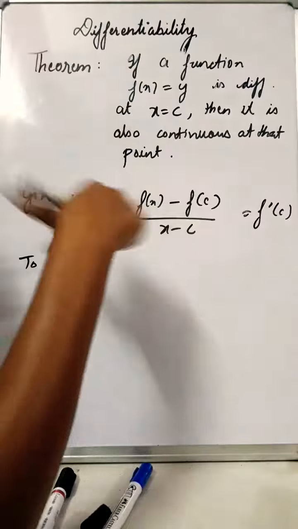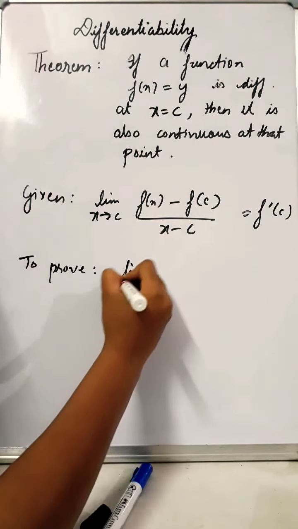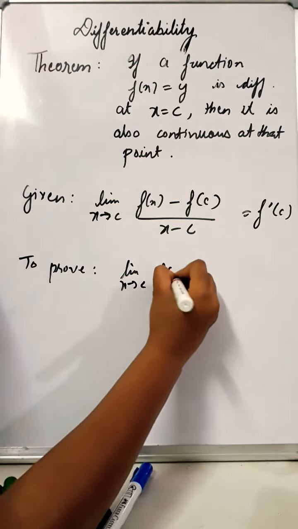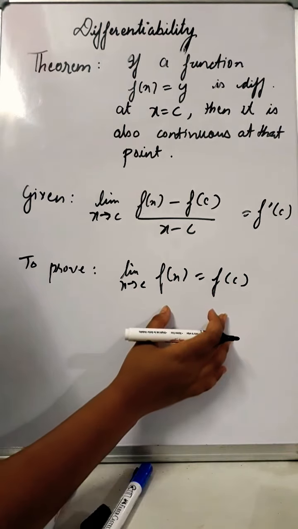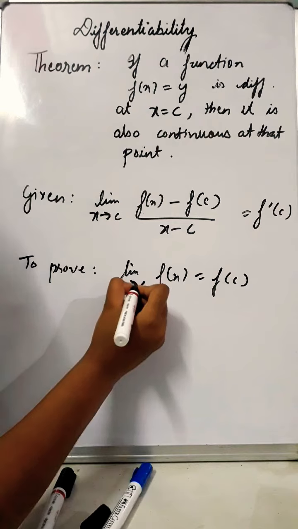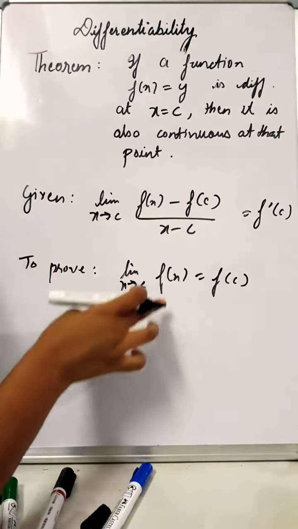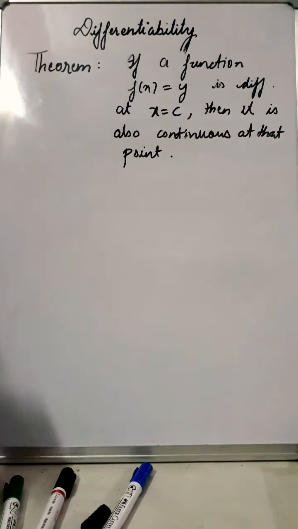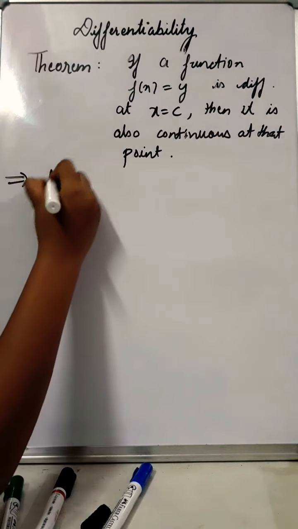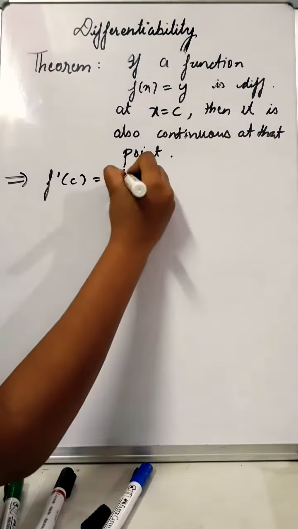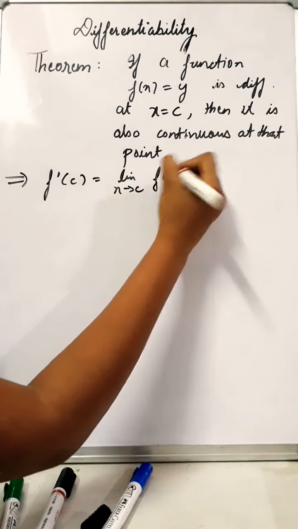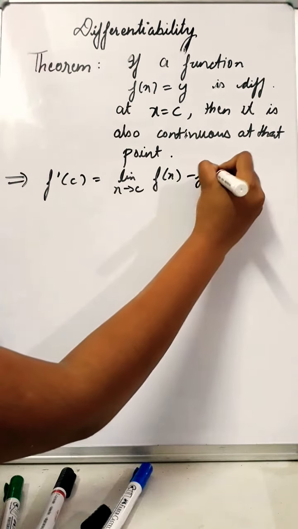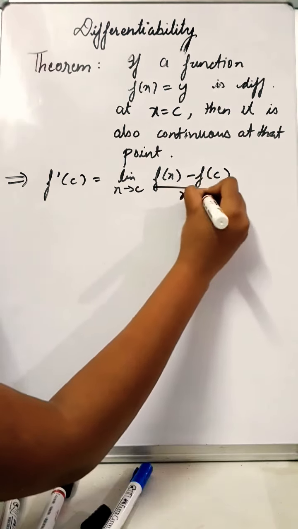That the function is also continuous at c. That means limit x tends to c f of x is equal to f of c. Alright, this is how you prove continuity. So this is given and we have to obtain this. It's given that the function is differentiable at c. That means limit x tends to c f of x minus f of c whole upon x minus c.